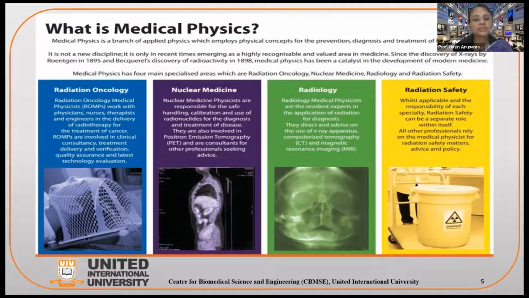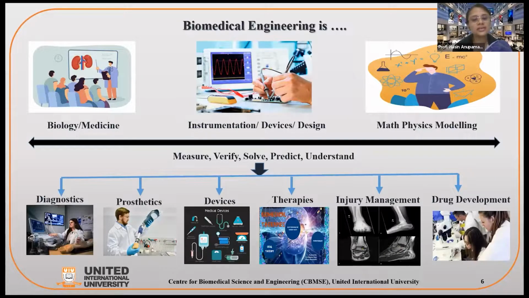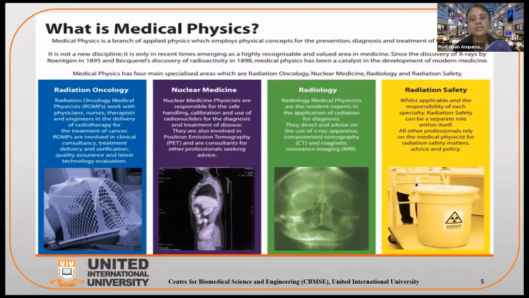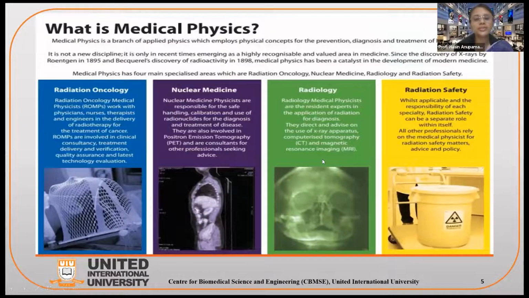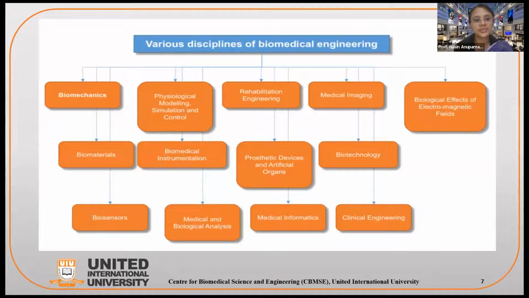When we talk about biomedical engineering, there are many, many subjects. It can be used in diagnostics, prosthetics, devices, therapies, drug development, many things, and these are multidisciplinary subjects. In these slides, on the right box, you can see some overlap between medical physics and biomedical engineering. There are some common topics and courses that are aligned to both groups, so the two are joined together to open these courses. There are many things here: materials, biomechanics, biosensors, biological analysis.